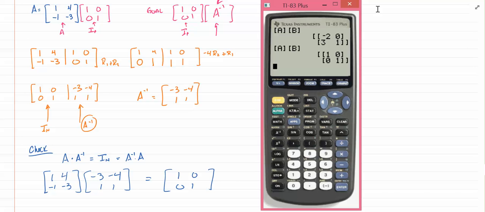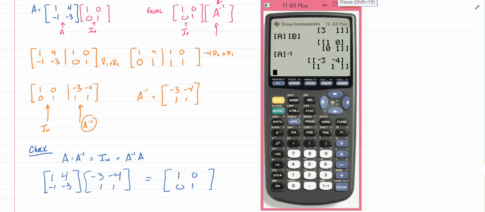Yay. There is another way to do this, another way to find the inverse. Check this out. Second matrix, I can go A, second matrix A, so enter. And then see this button right here? Inverse. Boom. Enter. Hey, is that the same thing that we got over here? Yeah. Check it out. Negative 3, negative 4, 1, 1. Yes, it is. Okay, we got it, right?